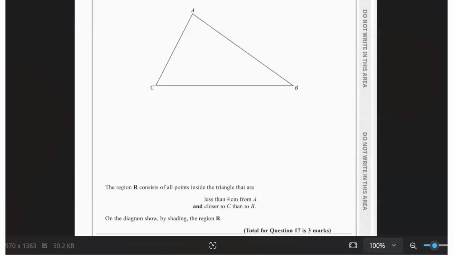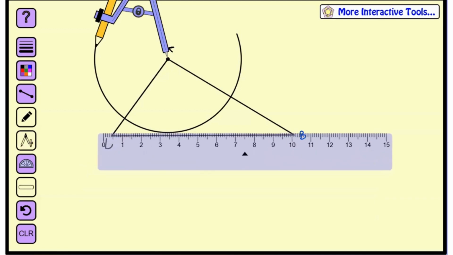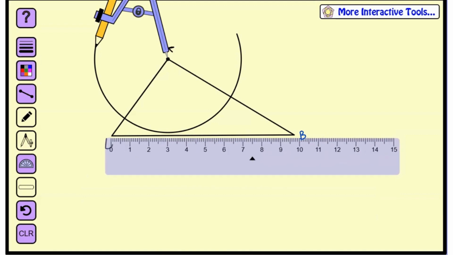It's closer to C than to B. So if it's closer to C than to B, then what we're going to do over here is let's mark C. So now if we draw the locus for that, it's closer to C than to B. For that, we're going to first measure the distance of CB. For me, it's coming out to be 9.7. So we're going to draw a perpendicular bisector of CB.